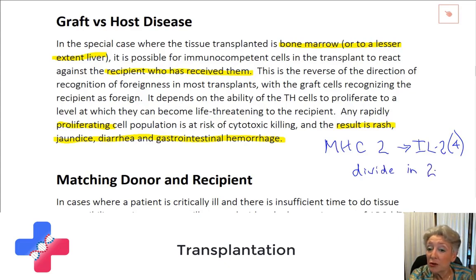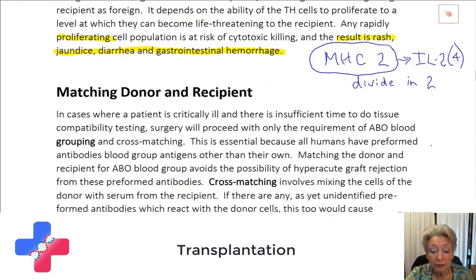So in the cases where I have graft versus host disease, it's normally primarily an MHC class 2 mismatch, because that generates the interleukin 2 or 4 that I need to clone the cells from the inoculum, and that's what's necessary in order for those cells to reach a density that they can actually threaten the life of the recipient.